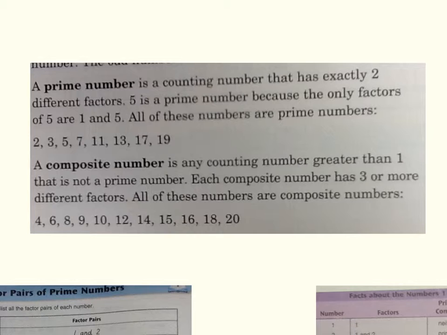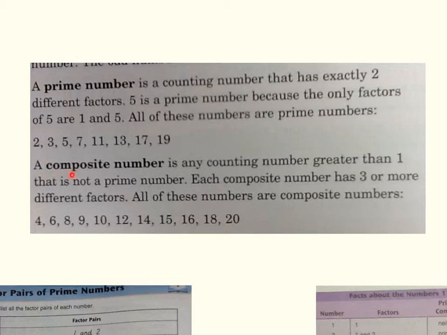Then we'll work together. Read with me. A prime number is a counting number that has exactly two different factors. 5 is a prime number because the only factors of 5 are 1 and 5. All of these numbers are prime numbers: 2, 3, 5, 7, 11, 13, 17, 19. So in other words, there's only one way to make these numbers.